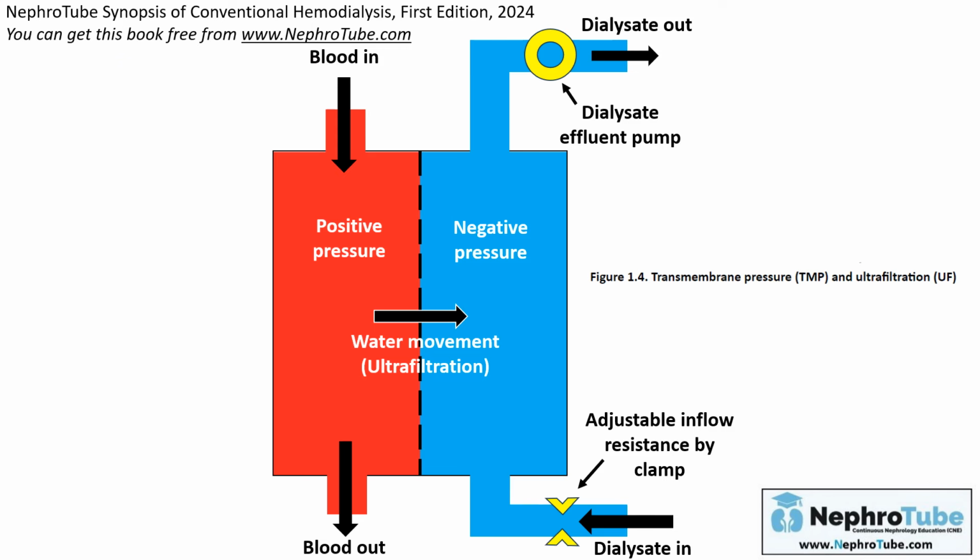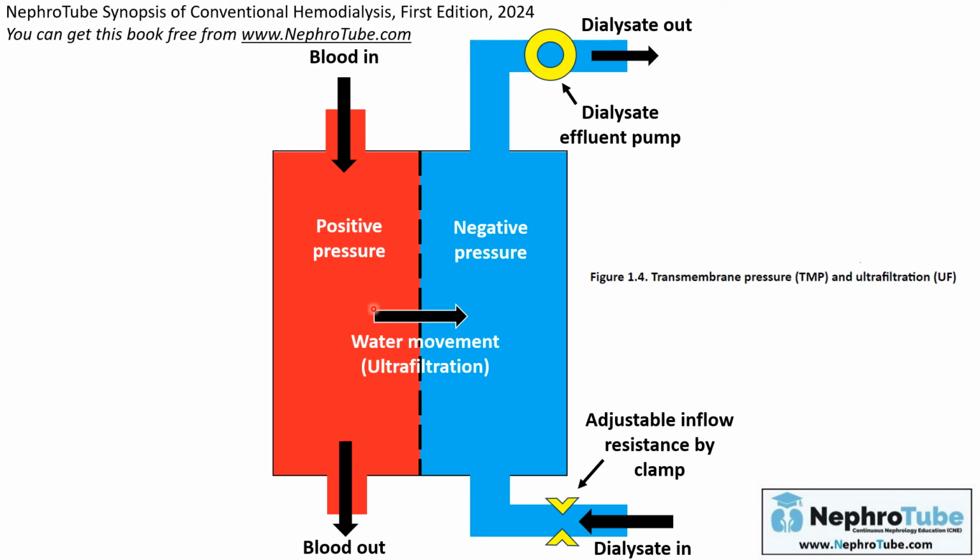We mentioned in chapter 1, in lecture 1, we showed this figure, that the transmembrane pressure means that the pressure in the blood is higher than the pressure in the dialysate, and the difference between them is called the transmembrane pressure. It is important for water movement from the positive blood compartment to the negative dialysate compartment, and it is the main point related to ultrafiltration. You can refer back to lecture 1 for more details.